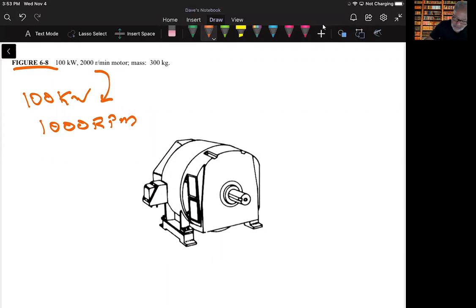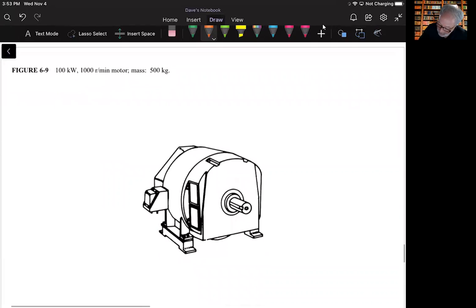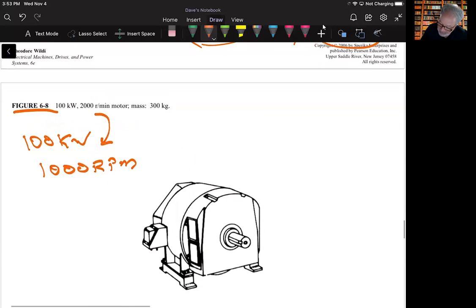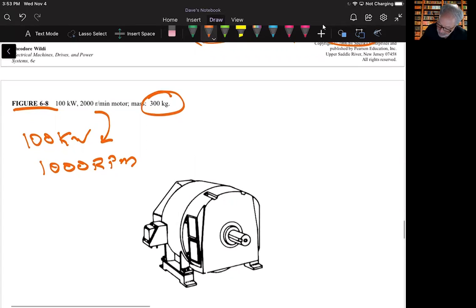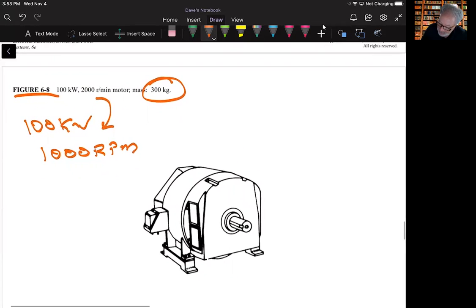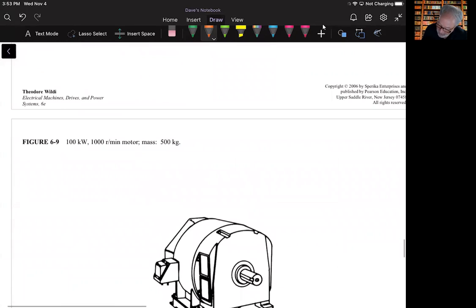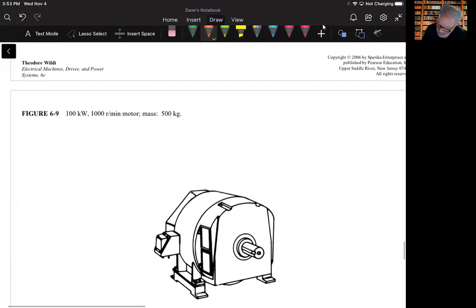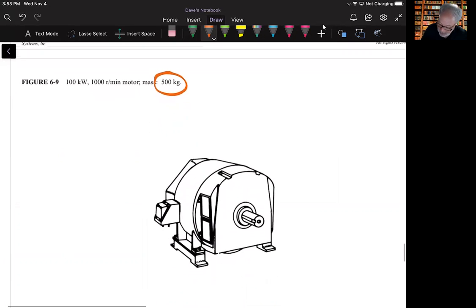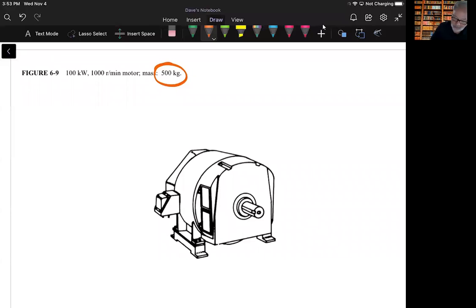And so the conclusion is, for a given power output, a low-speed machine is always bigger than a high-speed machine. And this is true for AC or DC machines, okay? So look here, 300 kilograms, 100 kilowatts at 2,000, 100 kilowatts at 1,000, and look, it needs to be a bigger machine because of that. Armature, conductor size, poles increased. Basically, the size of the machine depends uniquely upon its torque.